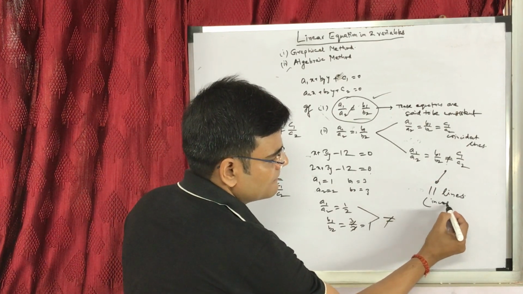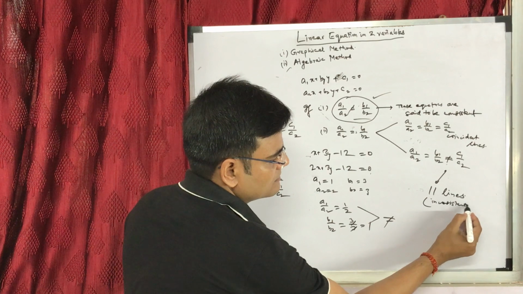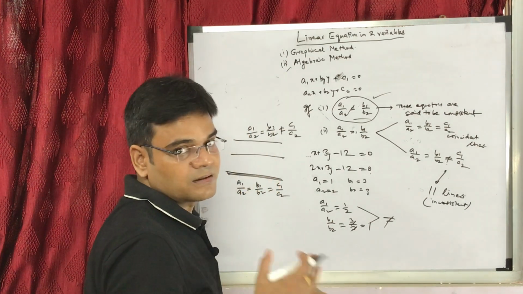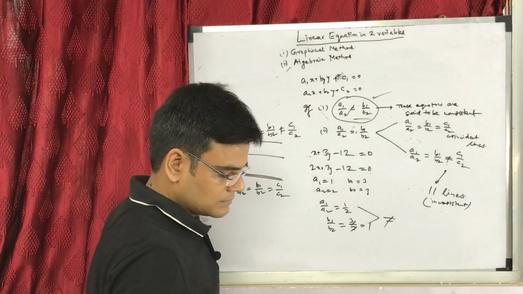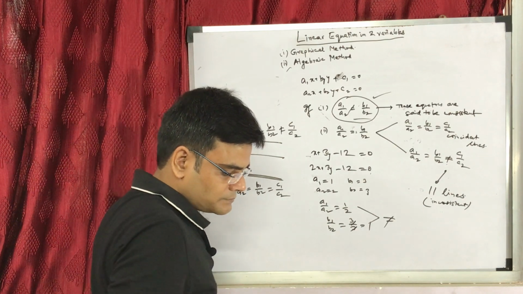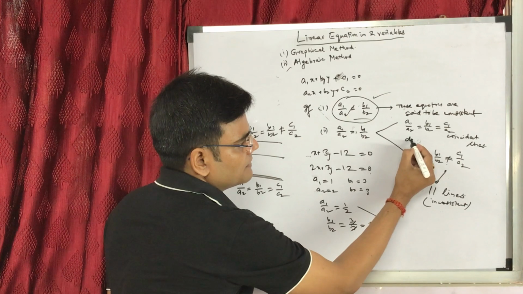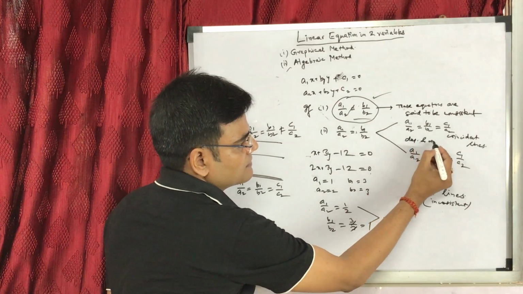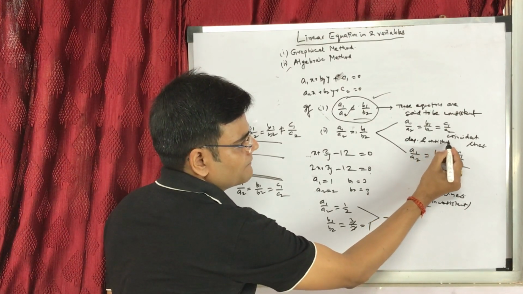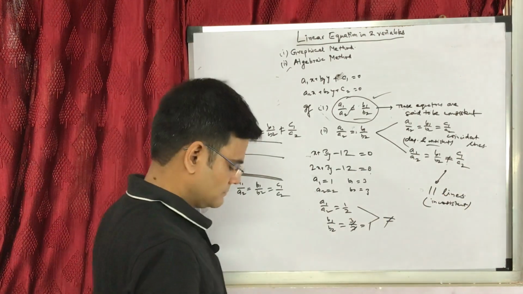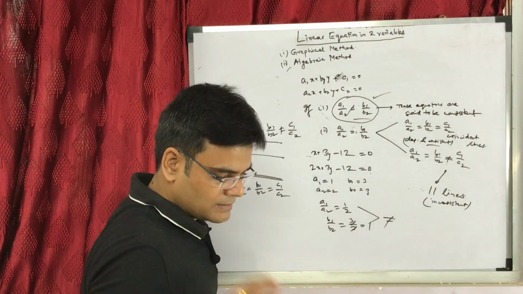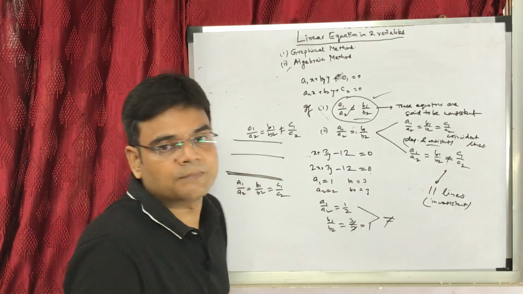Terminology-wise, keep in mind this is called inconsistent. The equations are said to be inconsistent with each other. And for the other one, dependent and consistent. This is called dependent and consistent. I hope that covers all the theory for this chapter.